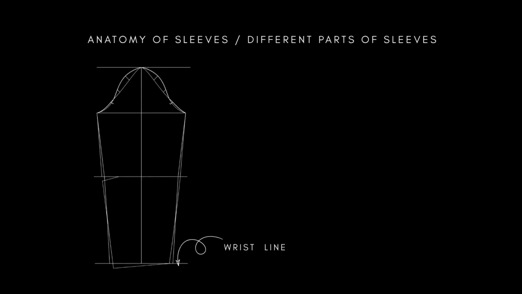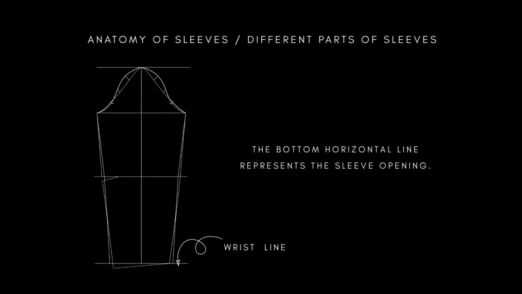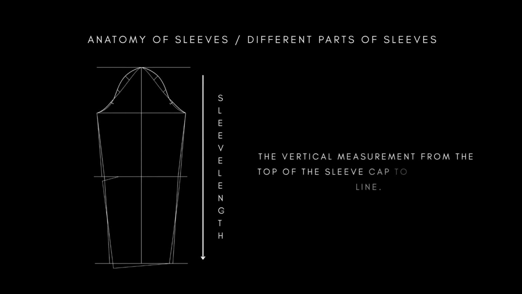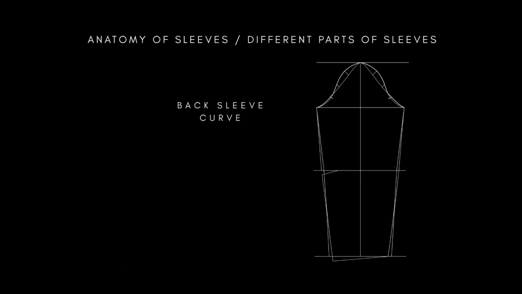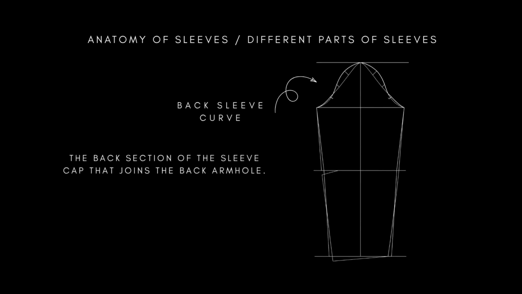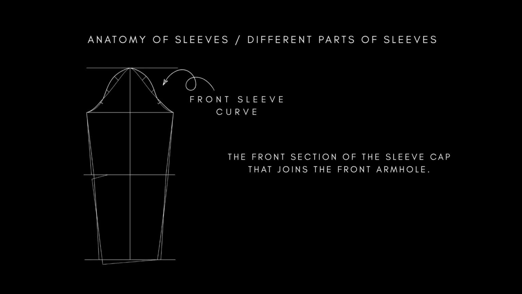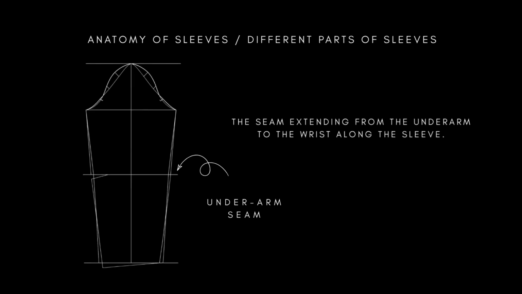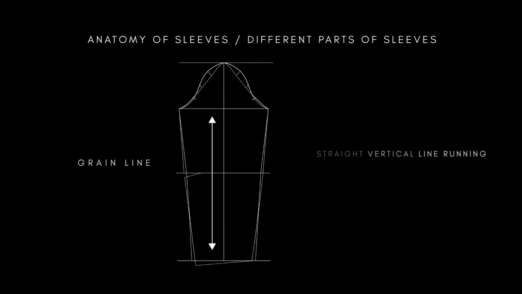Wrist line: the bottom edge of the sleeve that sits at the wrist. Sleeve length: it is the total length of the sleeve from the top of the sleeve cap to the wrist line. Back sleeve curve: the back part of the sleeve cap that curves from the top to the underarm. Front sleeve curve: the front part of the sleeve cap that curves from the top to the underarm. Underarm seam: the seam that runs from the underarm down to the wrist. And we have a grain line, as you all know.